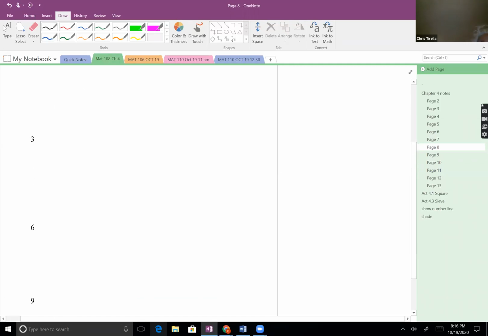The next 3 I think are interesting and really useful. Does anybody know how to tell if a number is divisible by 3? What you do is you look at the sum of the digits. The sum of the digits must be divisible by 3.